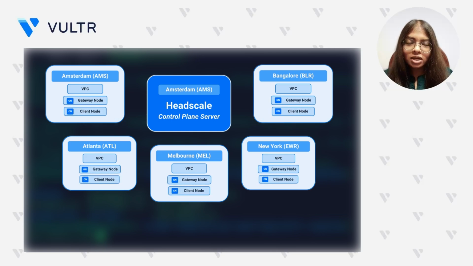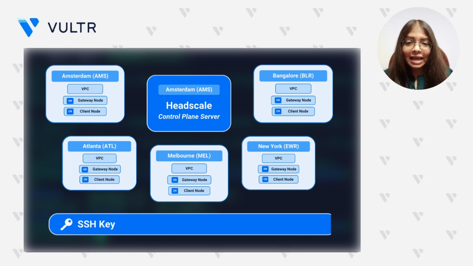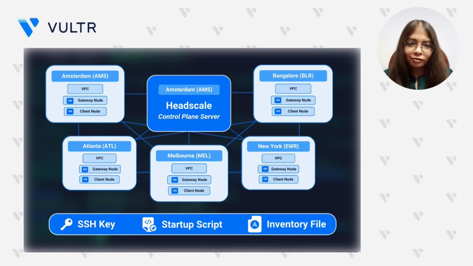a client node per region placed behind the same VPC as the gateway, an SSH key uploaded to Vultr and its private key injected in our project directory, a base64 encoded startup script attached to the client nodes, and a dynamic Ansible playbook named inventory.yaml file generated from a null resource.